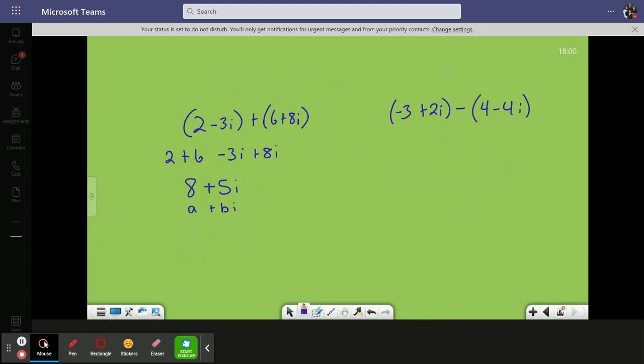I'm gonna bring down my negative 3 plus 2i here. But I'm not gonna bring down a positive 4, that's gotta be a negative. So a negative 3 and a negative 4 is gonna give me that negative 7. And then 2 and 4 is gonna give me a 6i. Yes? Okay.